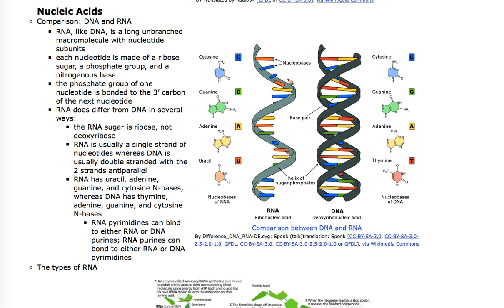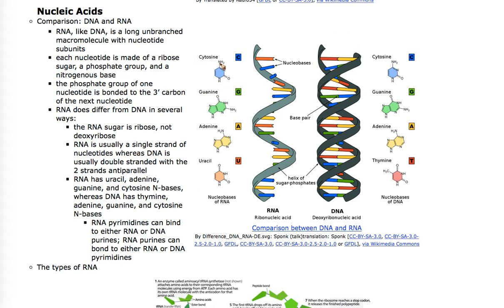The second difference between DNA and RNA is that RNA is single-stranded. It still twists like a half of a DNA molecule, and so it's not really straight the way we draw it often in class, but DNA is double-stranded like this.